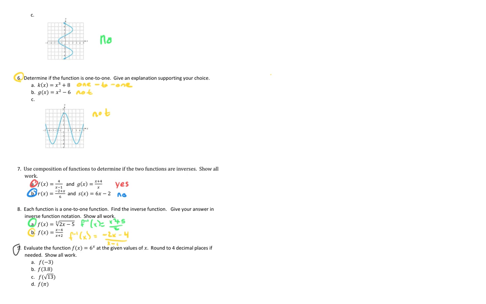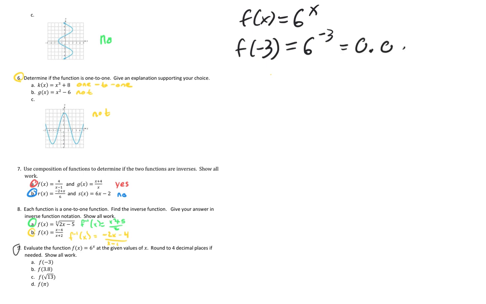So looking at question 9 here, we want to evaluate the function f of x is equal to 6 to the power of x at the given x values, round to 4 decimal places. Okay, so let's first start with f of negative 3. We're going to plug that in, just 6 to the power of negative 3. Plug that into our calculator, negative 3. And that's going to give us 0.0046. Now let's go to the next one.